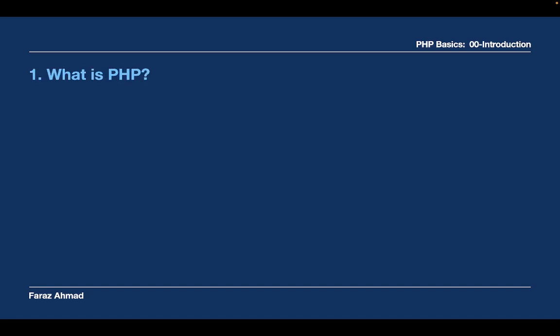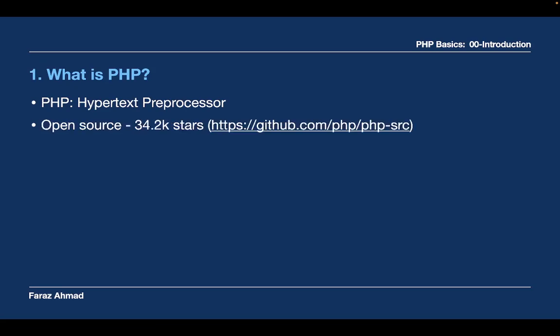So what is PHP? It is an acronym for PHP Hypertext Preprocessor. It is an open source language and its source code is available on GitHub, and it has 34.2k stars, which means that it is a very popular language.